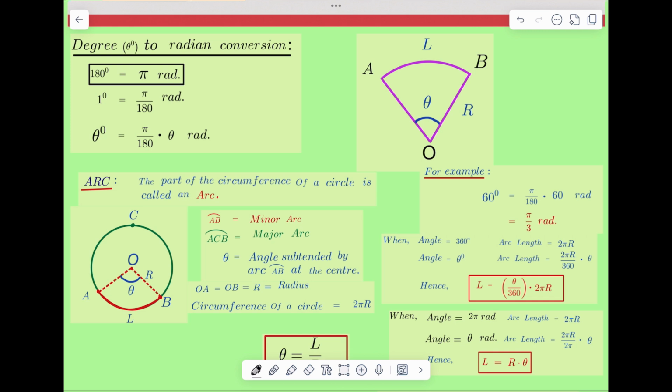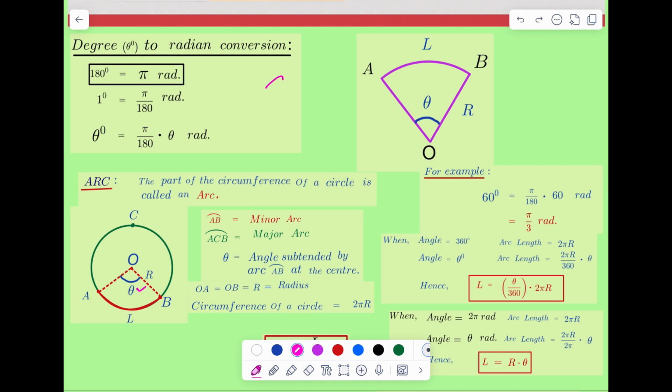Next is the concept of arc. What is an arc? An arc is a part of the circumference. This is a continuous portion of a circle. It extends some angle at the center. Suppose here it extends angle theta at the center. If theta is less than 180 degree, then the corresponding arc is called minor arc. If theta is more than 180 degree, the corresponding arc is called the major arc.